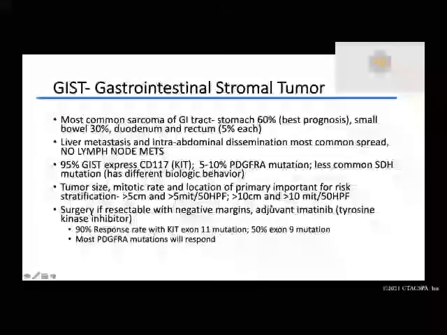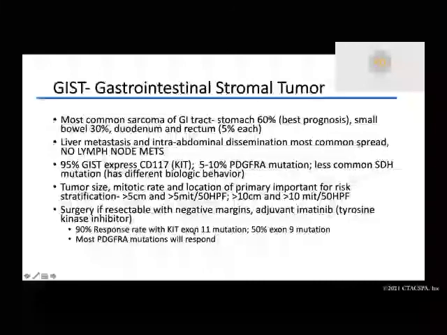For GISTs, we give almost everybody, like I said, with some exception, adjuvant imatinib, which is a tyrosine kinase inhibitor. I don't know for the ABSITE, but definitely if any of you guys are going into Surg Onc, they will ask you about these mutations. So the KIT exon 11 mutation is the most sensitive, and you only have about 50% response rates to exon 9 mutations, and then most PDGFRA mutations will respond.